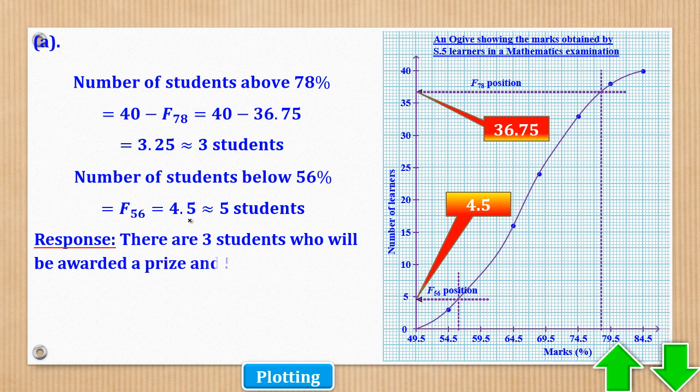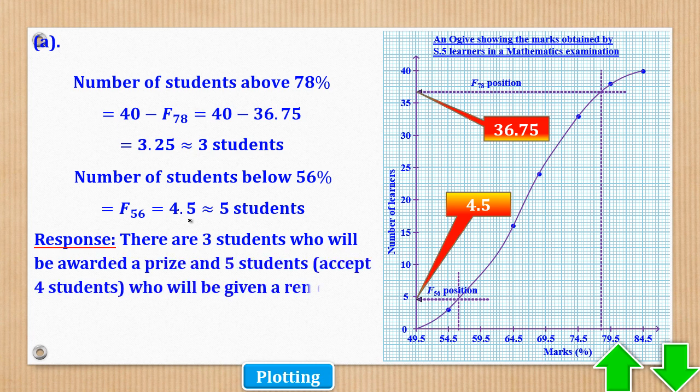So you have said there are 3 students who will be awarded a prize and 5 students who will be given a remedial. I think you see I said except 4. That is for the case of someone who truncated.